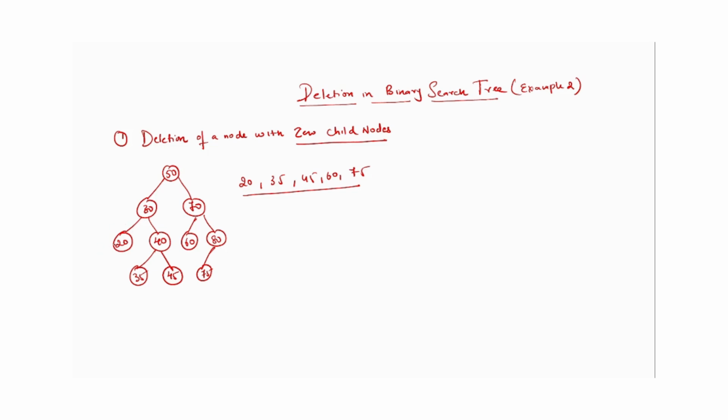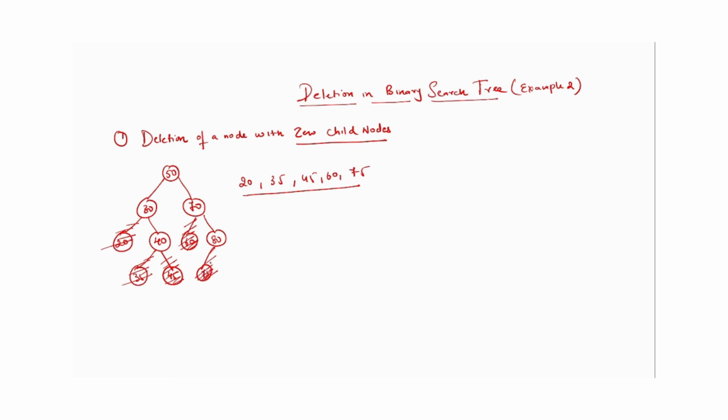I can directly delete 20. I can just delete this element, and the tree would be the remaining tree. If I want to delete 35, I can directly delete 35. The tree would be the remaining tree. If I want to delete 45, I just delete 45. The tree would be the remaining tree. If I want to delete 60, just delete this. The tree would be the remaining tree. If I want to delete 75, just delete 75.